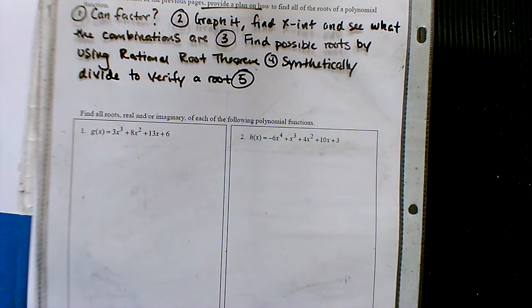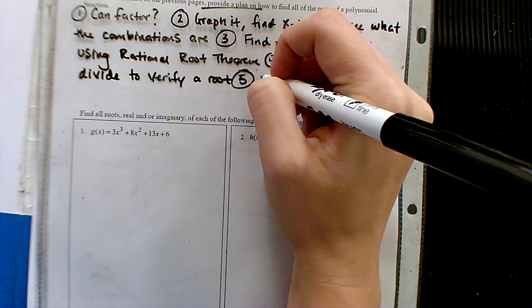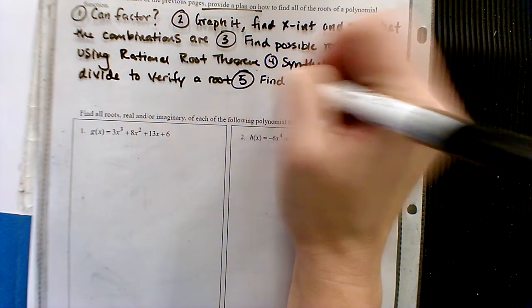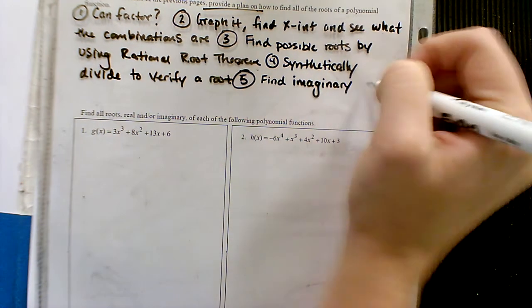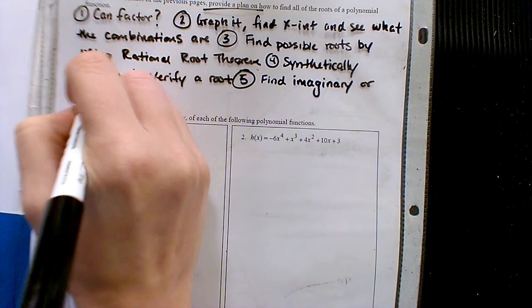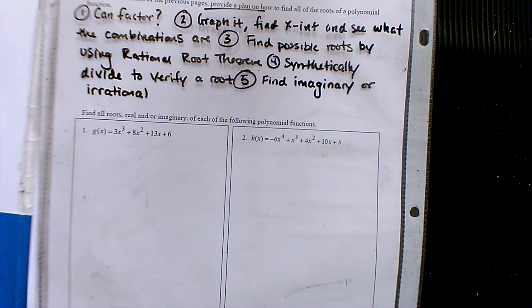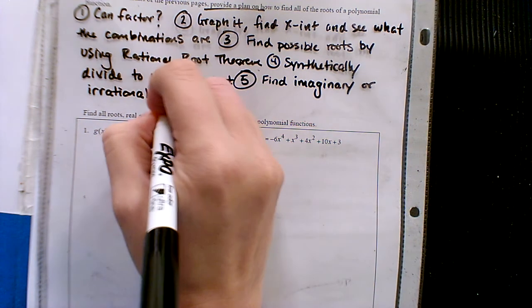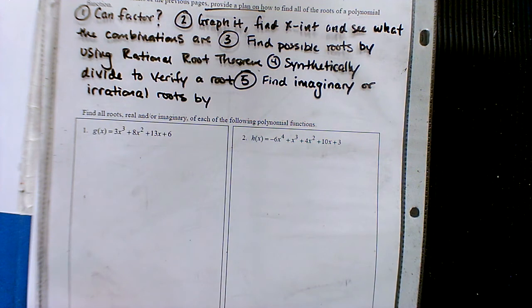This is what was kind of new to us yesterday. Find the imaginary roots. Or like, not real numbers. Find imaginary, or I think the other one you're trying to say is irrational. Okay, non-fractional ones, like square root of 3, square root of 10. Find imaginary or irrational roots by doing what?